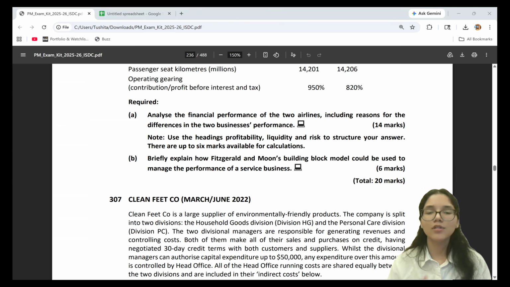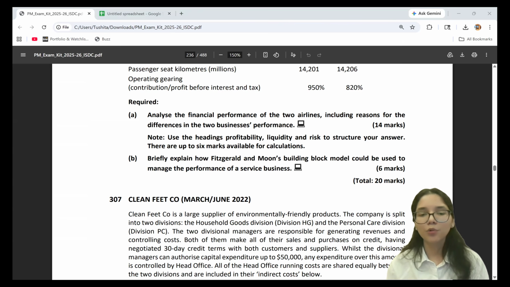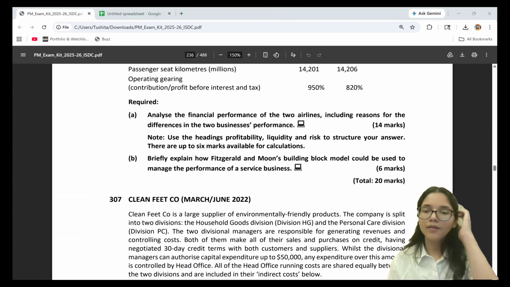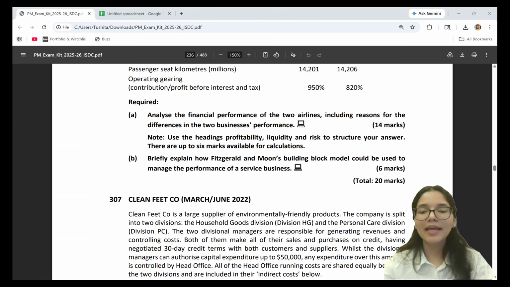Then part B wants you to briefly explain how the Fitzgerald and Moon's building block model could be used to manage the performance of a service business. So this is a requirement worth 6 marks. What do you people say? Does part B of the question require a case study based answer, or is it going to be a generic answer? What do you people say? Will this be case study or will this be generic?